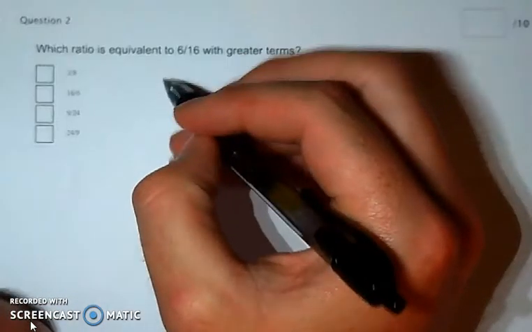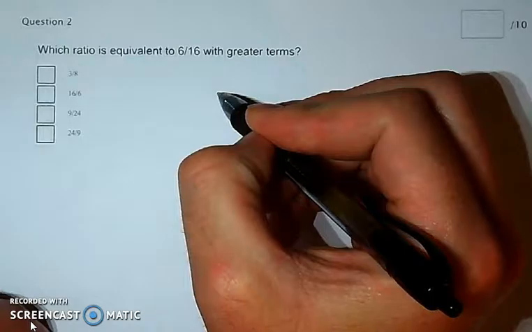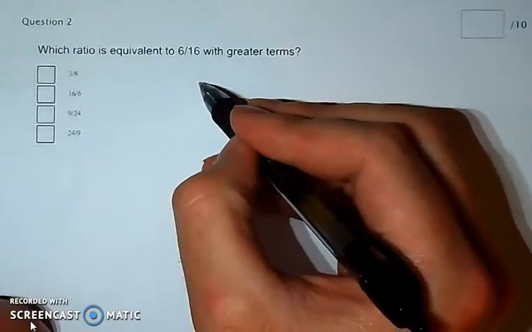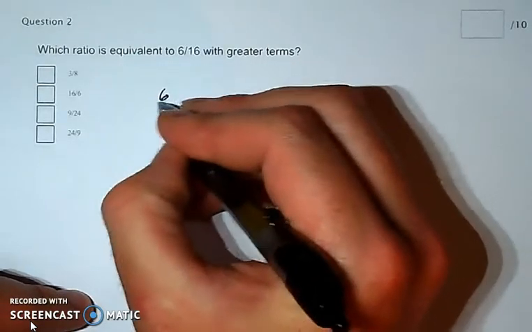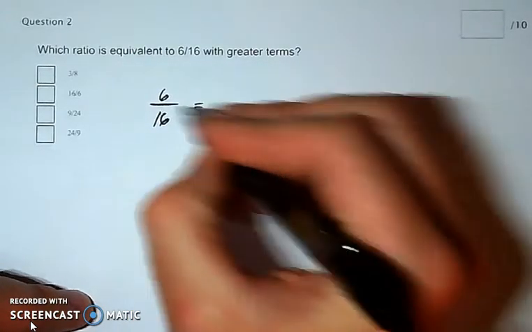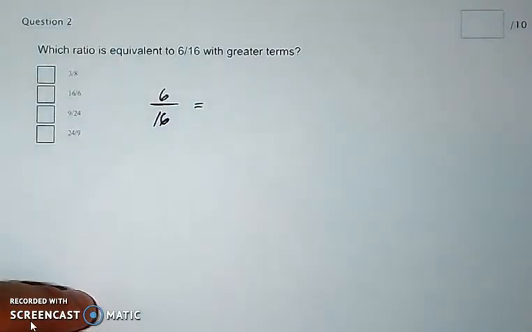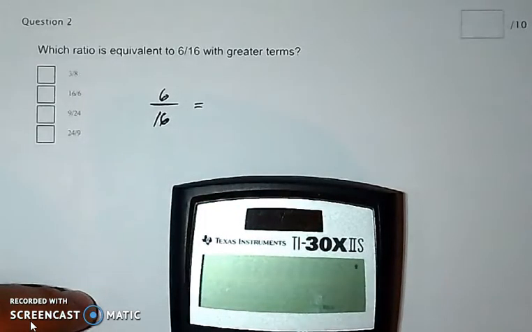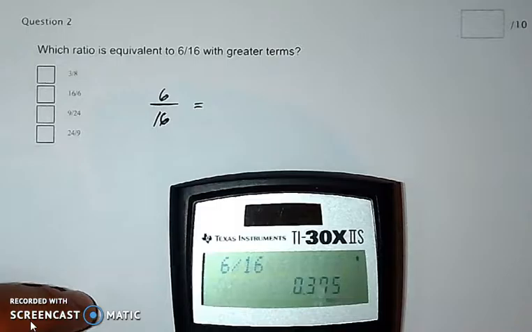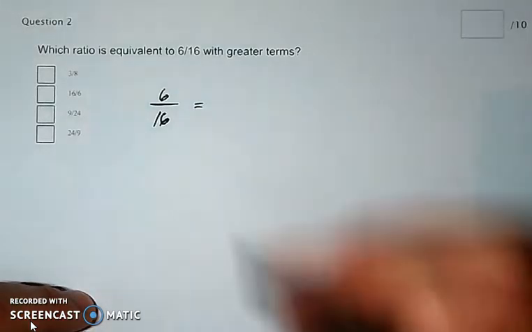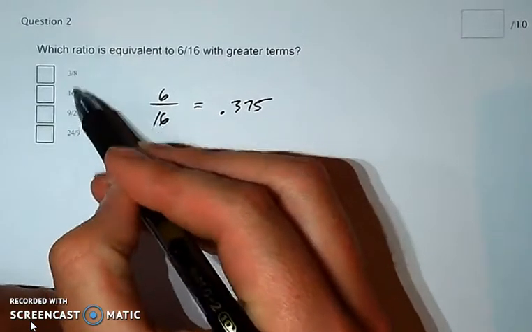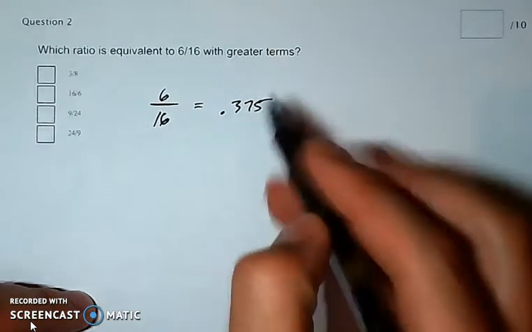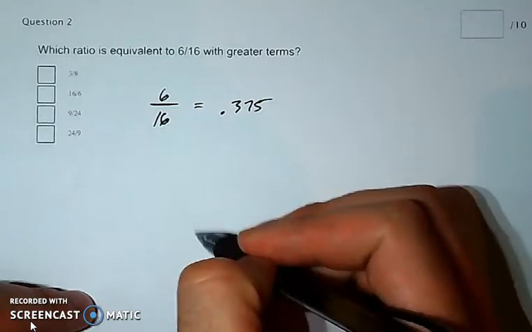Question two, they're looking for a ratio equivalent to 6 sixteenths with greater terms, numbers that look larger but are still equivalent. So honestly, the easiest way to do this is just to take your fraction and figure out what that is in decimal form. And if you do 6 divided by 16 in your calculator, you'll get 0.375. All right. And then you need to figure out which of these other fractions or other ratios is also equivalent to 0.375.